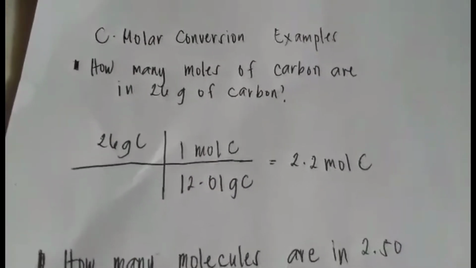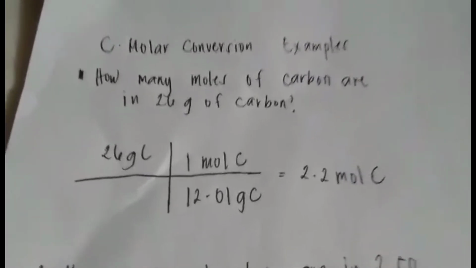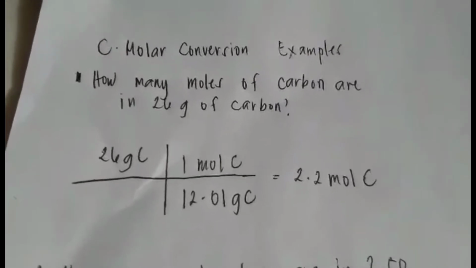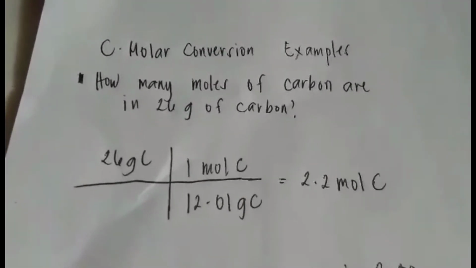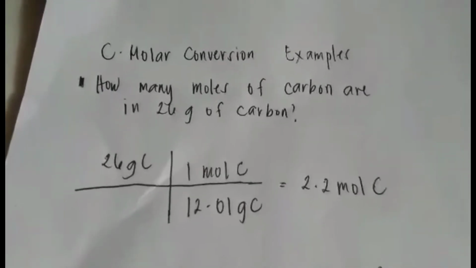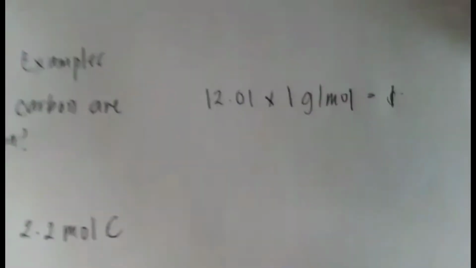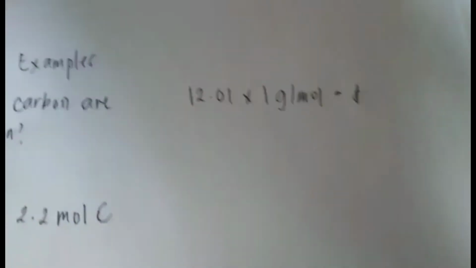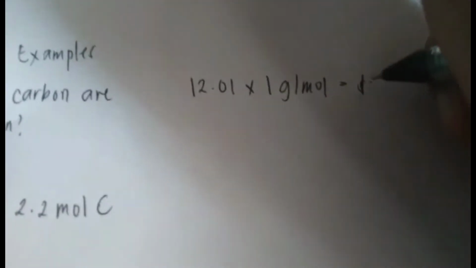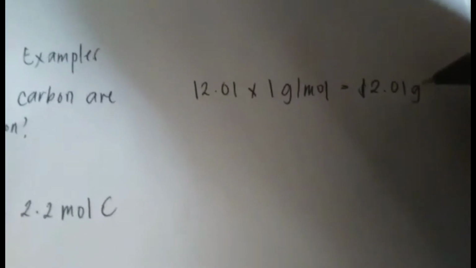Are you wondering where we got the 12.01 grams of carbon? If you take a look at your periodic table, the atomic mass of carbon is 12.01, and multiply it by 1 gram per mole, so that we get 12.01 grams per mole.